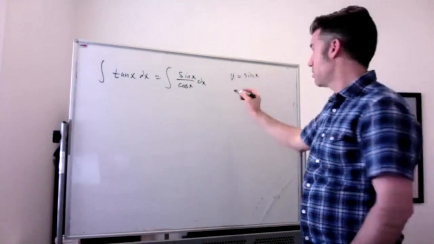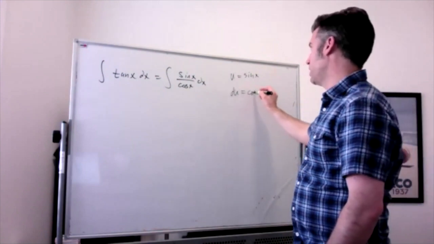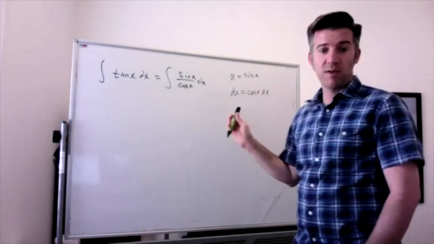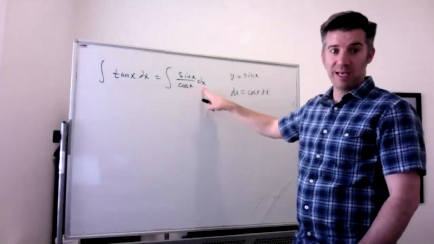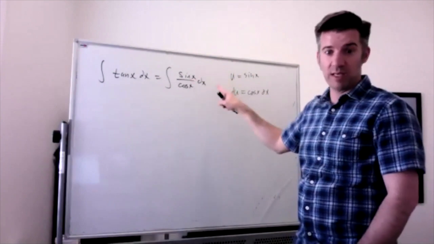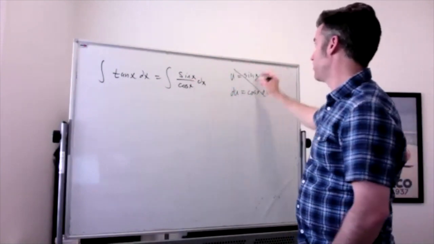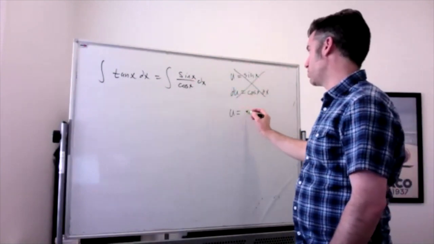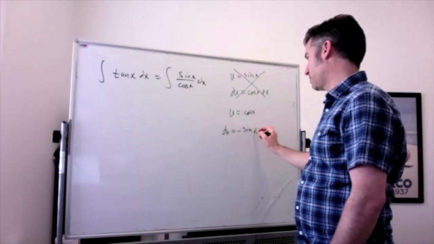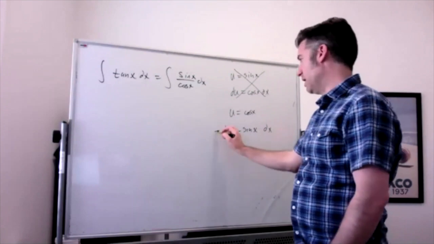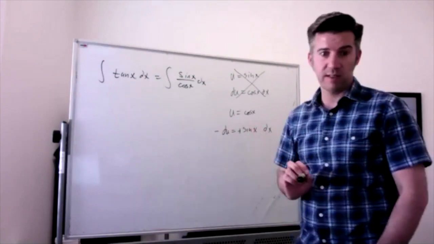No. Du is equal to cosine of x dx. The reason we don't pick sine is because I don't have cosine of x times dx. I have 1 over cosine of x times dx. So this doesn't work. We have to pick u equal to cosine of x. So that du is negative sine of x dx. So that negative du is positive sine of x dx.